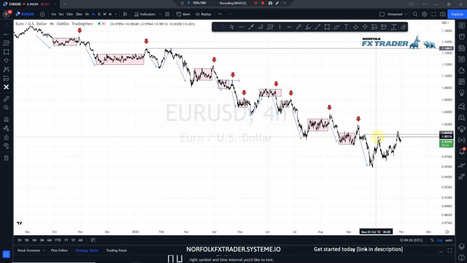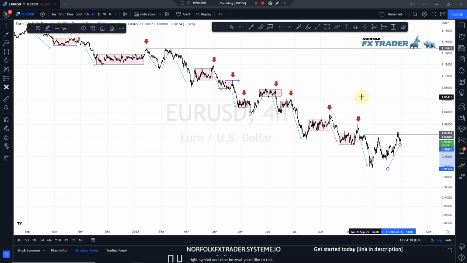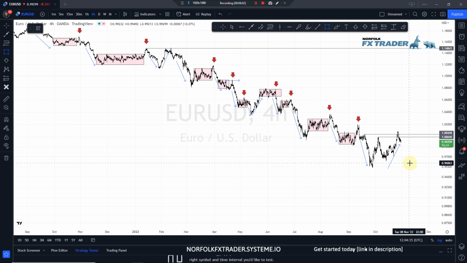What does this market do? It takes these previous highs. There's your pullback. What are we seeing now? Once again, we're seeing a reversal back to downside.